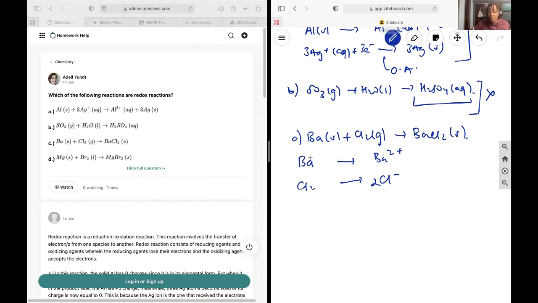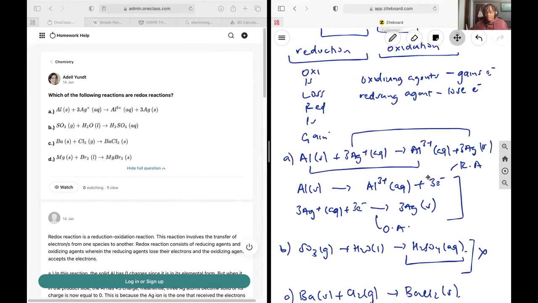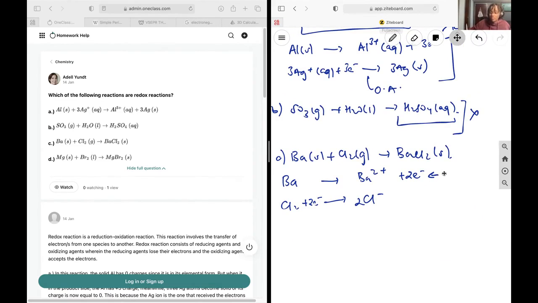I have a net charge of 0 here, and I want a net charge of 0 here. So I add 2 electrons to this side. And with the Cl2, I have a 2 minus charge here, so I'm going to create a 2 minus charge here, so I can add 2 electrons to this side. And so here I can clearly see that the Ba lost electrons, and so according to how we've defined it, it was my reducing agent. And chlorine was my oxidizing agent. And so this does qualify as a redox reaction.